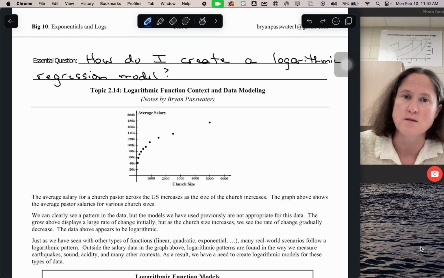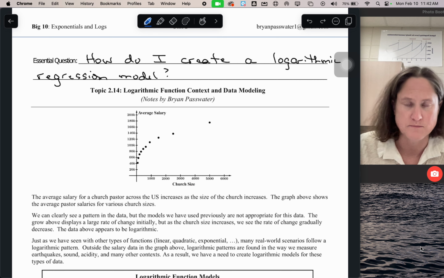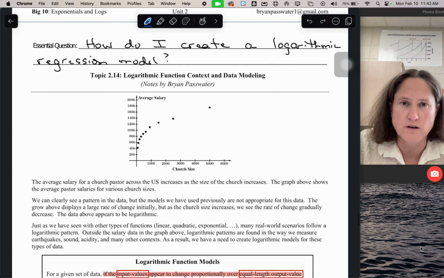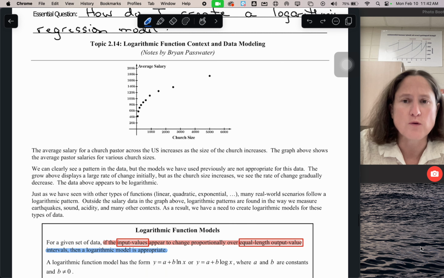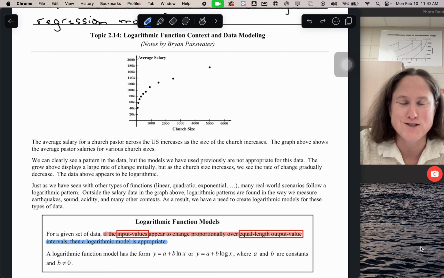It's basically the exact same process, only now we have to know how to use the natural log as our regression model, not linear, exponential, quadratic, things like that. If you recall, earlier in Unit 2 we reviewed a lot of log functions. The graph given here shows that the average salary for church pastors across the United States increases as the size of the church increases. By the looks of it, it does represent a logarithmic function.